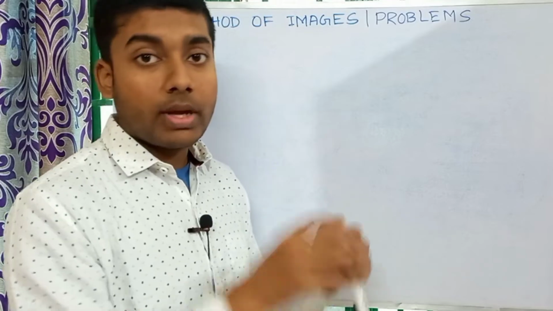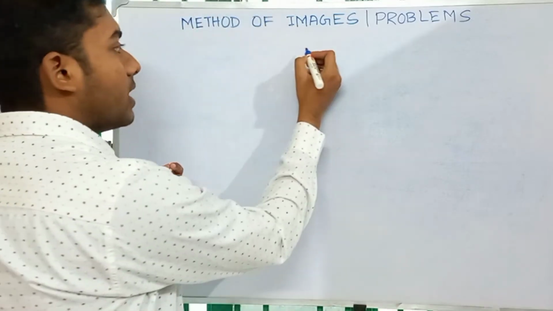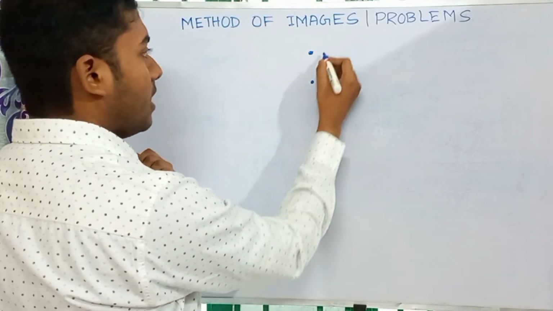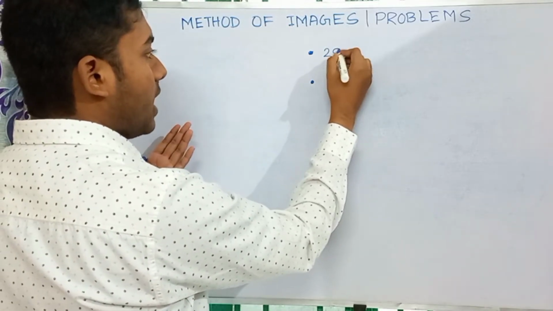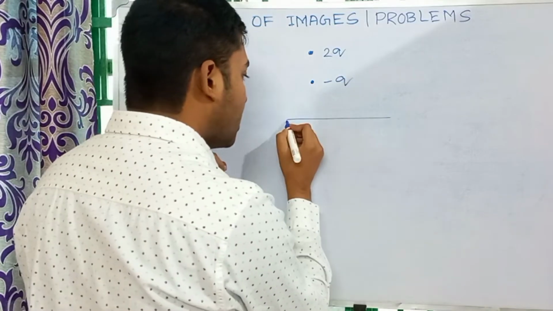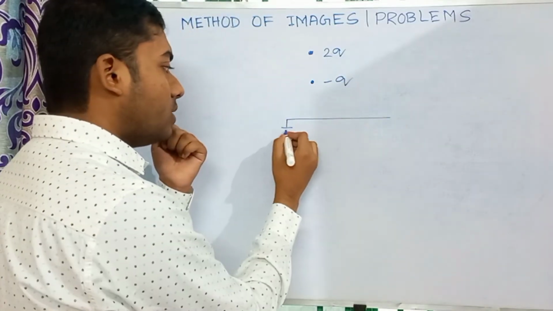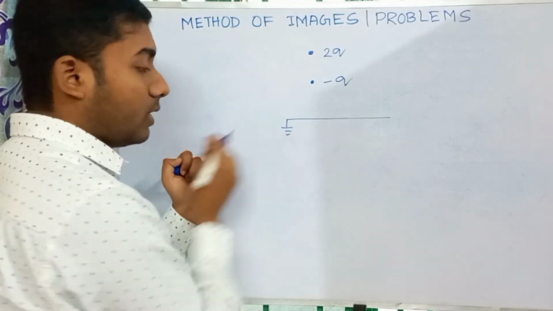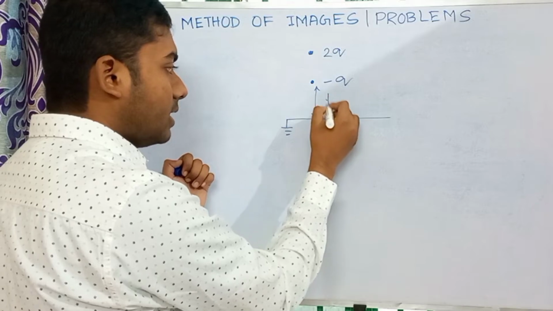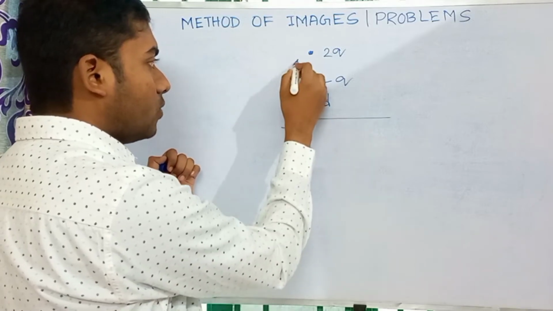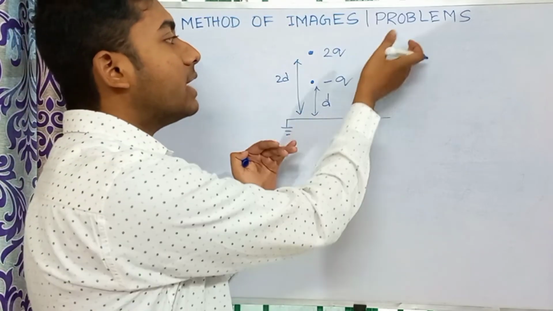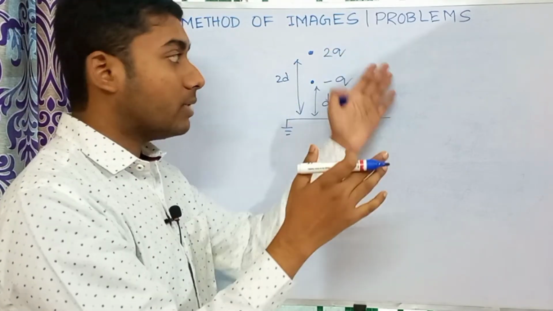method to any problem. Suppose we are given two charges. One is 2q and another is minus q, near a conducting infinite plane which is grounded. Now the distances are given: this is at distance d and this is at 2d distance. Now we have to find the electric field at any point in the upper region.